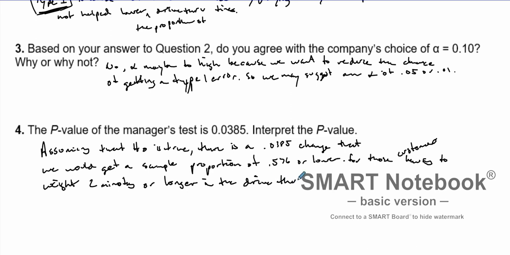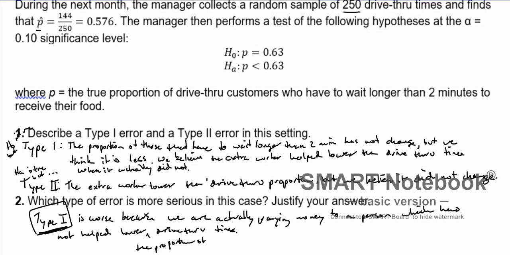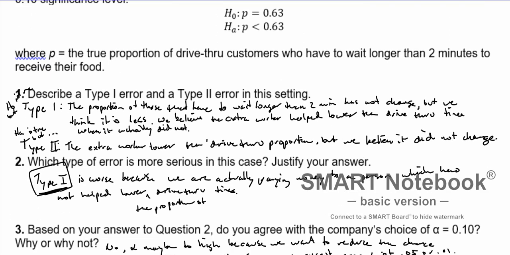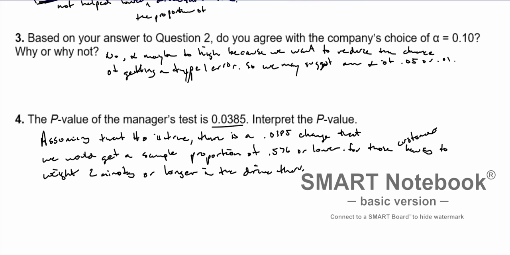You could add that context in the beginning, but I just put it in the null hypothesis. So assuming that, there is a 0.038 chance that we would get a sample proportion of 0.576 or lower for those customers having to wait 2 minutes or longer in the drive-through. And right here, we would reject this null hypothesis. We did find convincing evidence that we actually lowered the proportion of those waiting in the drive-through 2 minutes or longer, and that's a good thing. Much lower than the 10% that we needed, and so that's good.